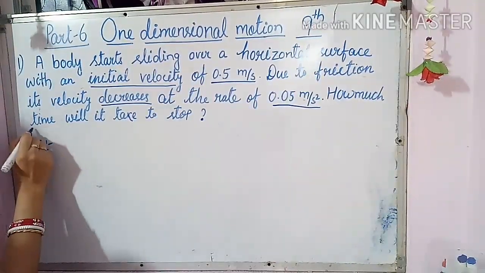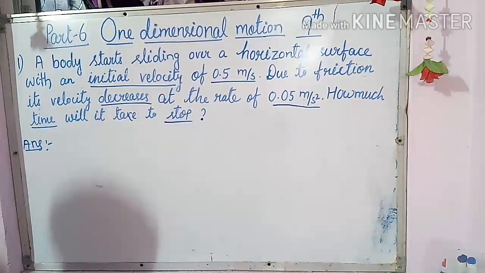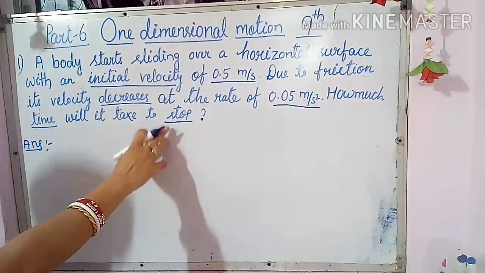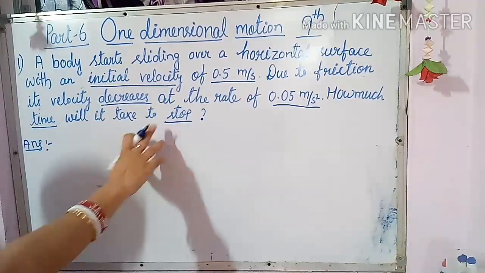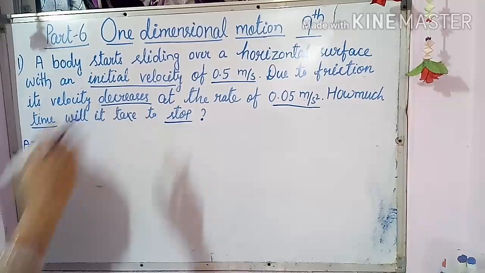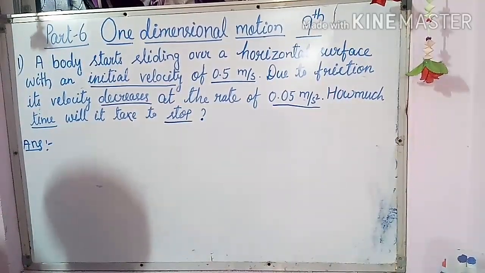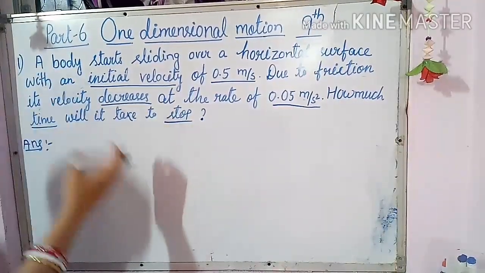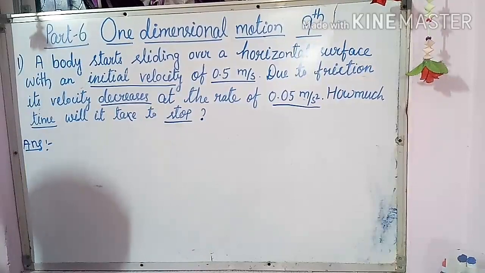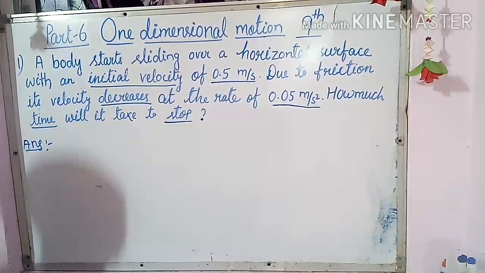Now how much time is it asking? Will it take to stop? As I have told in the previous videos, you have to remember the keywords: coming to rest or coming to stop means your final velocity is 0. If you didn't watch my previous video, then go to the previous video, watch it, and remember what keywords you can apply in the numericals. So one keyword is to stop, that is, the final velocity equal to 0.